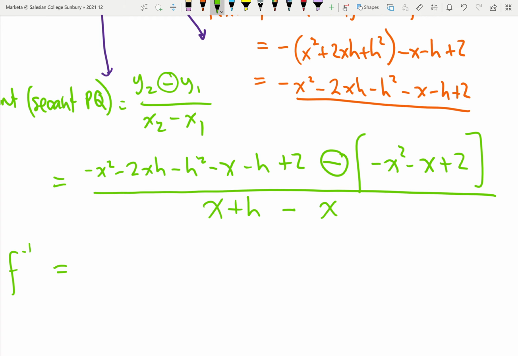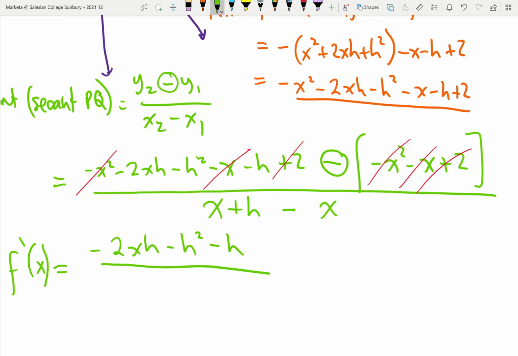And now, we can say the gradient of the second, which I guess we can say f dash of x, is going to be, let's cancel, negative x squared, I might use a different colour. So neg x squared minus minus, that's plus x squared, so that's going to go. What else? We've got negative x here, so we've got negative x minus minus x, that will go. 2 minus 2, that will go. So what we're left with here is negative 2xh minus h squared minus h over x minus x is 0, so it's just over h.